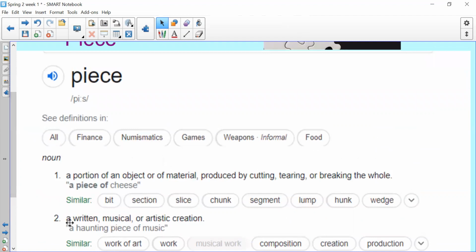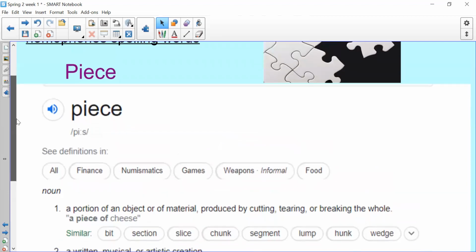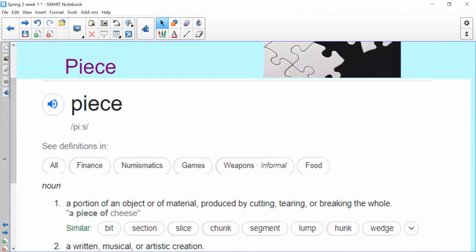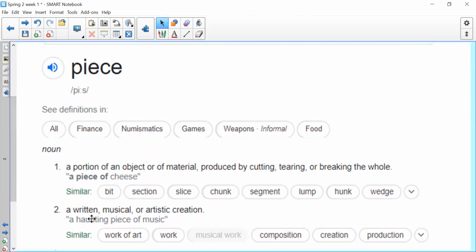It is also used as a word to describe a piece of music or written or artistic creation. So you might often see Miss Fernandez or me saying, oh, what a fantastic piece of writing. Or when we're doing our music lessons, let's listen to this piece of music together. Okay, and that doesn't mean a section of it, that means the whole work of art, composition or creation.